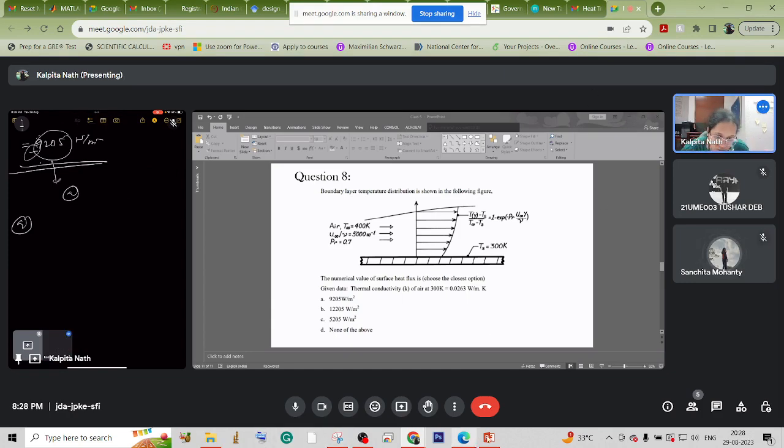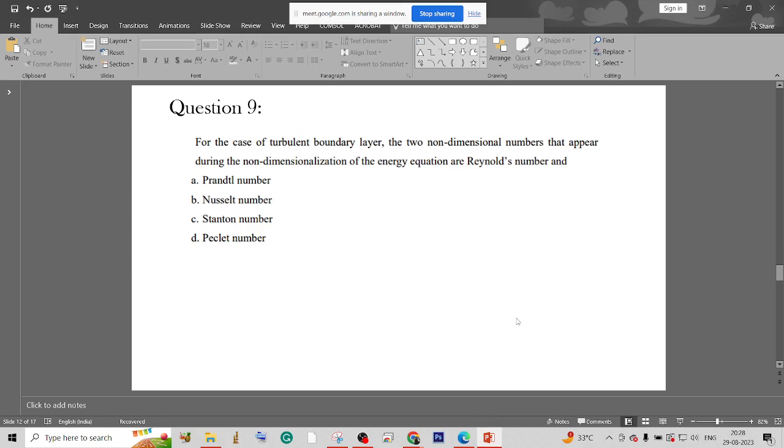Now, next question. For the case of a turbulent boundary layer, the two dimensionless numbers that appear during the non-dimensionalization of the energy equation are the Reynolds number and which one? I've already shown you the derivation, right? 3-4 questions back, probably in the second or third question. And I already told you at that time also that we will be using it in the later half.